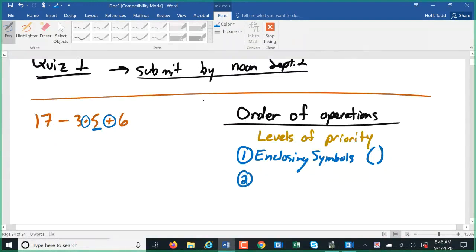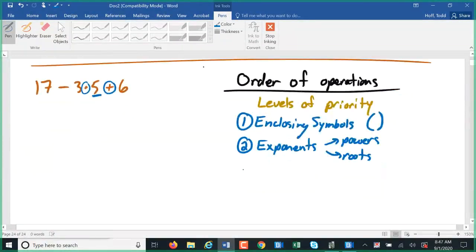The next 3 levels are just simply our operation pairs. We mentioned briefly exponents. Exponents are simply the powers and roots that we talked about, or that we mentioned. We didn't really work with them. Next is that pair of operations that we've mentioned several times already: multiplication and division.